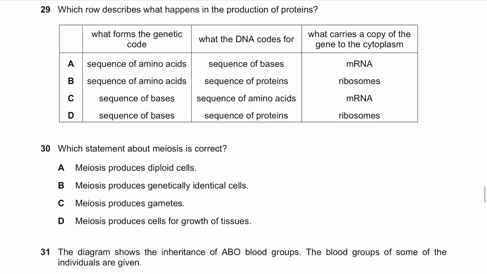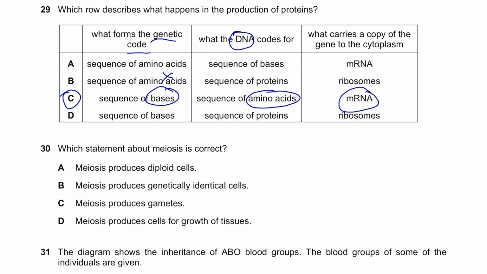Question 29. Which row describes what happens in the production of proteins? What forms the genetic code? The genetic code is formed by the sequence of bases. It's not amino acids. Don't get confused. And what the DNA codes for is the amino acids. Then what carries a copy of the gene to the cytoplasm? It's the mRNA. So these are just facts that you need to know, so memorize this.